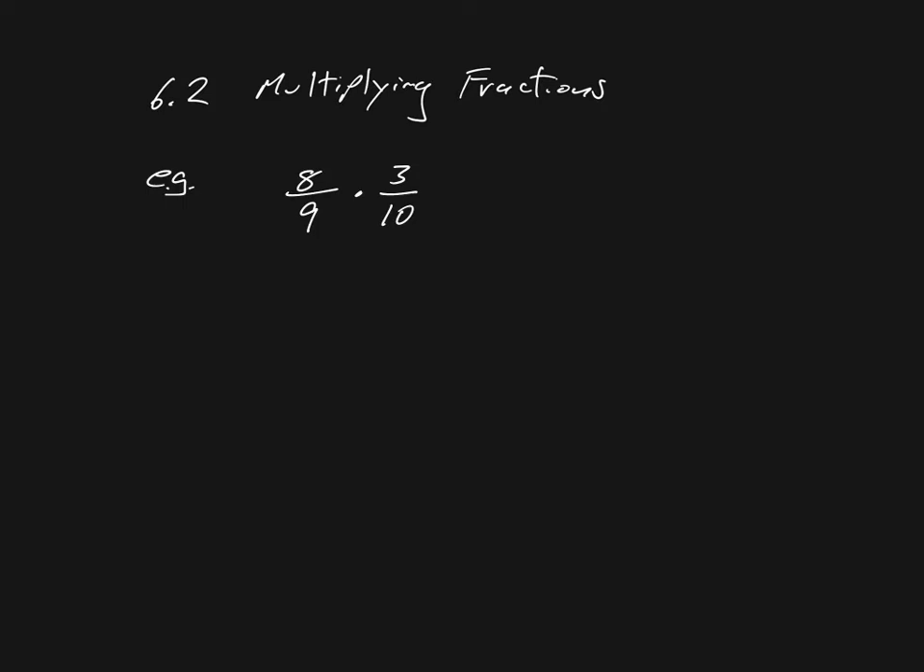Which common factors do we have? 3 and 9. So we can divide the 9 by 3 and we get 3. Divide the 3 by 3 and we get 1. What else? 8 and 10. Divide that by 2, you get 4. Divide that by 2, you get 5. Final answer is going to be 4 over what? Over 15.